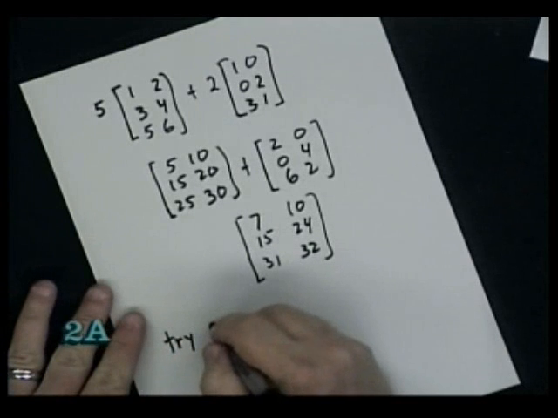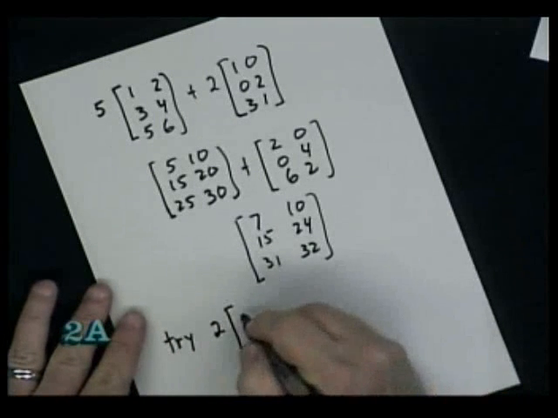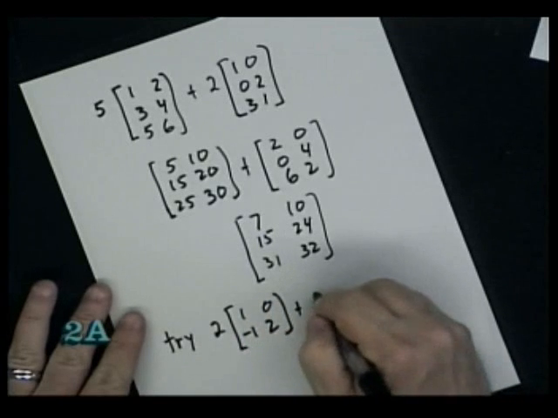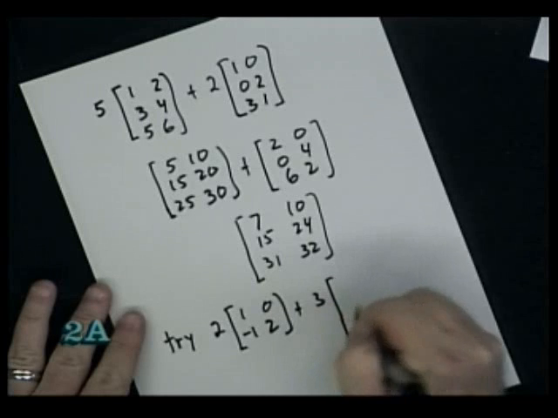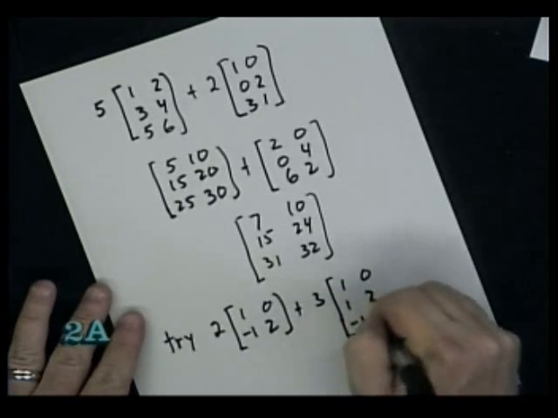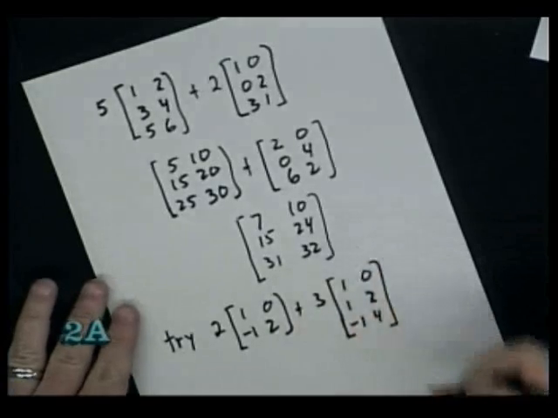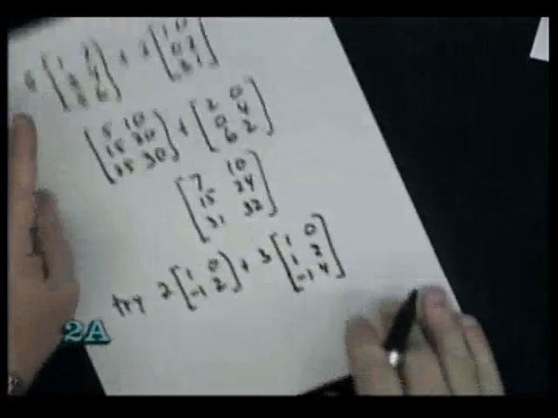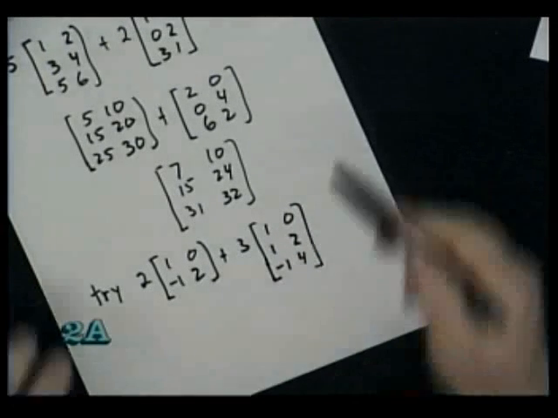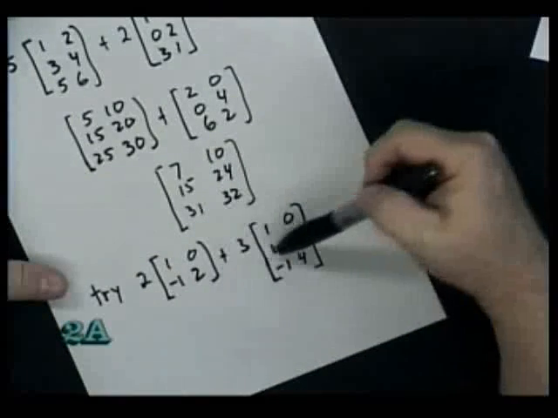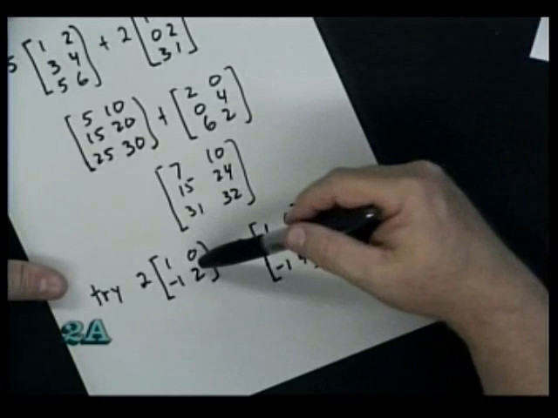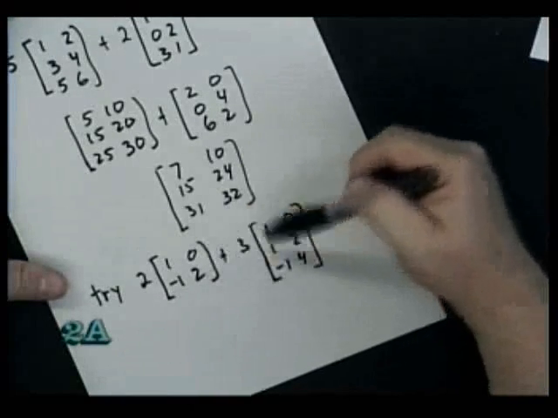Let's try 2 times the matrix 1, 0, negative 1, 2, plus 3 times the matrix 1, 0, 1, 2, negative 1, 4. Well, now looking at this problem, something seems to be afoul. It looks like we're not going to be able to do this one. The reason is that this first matrix is a different size from the second one.